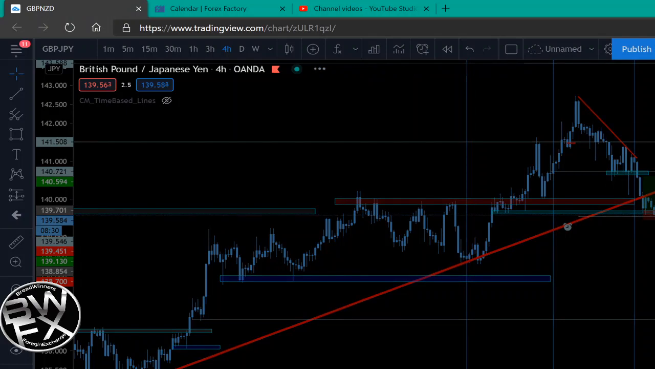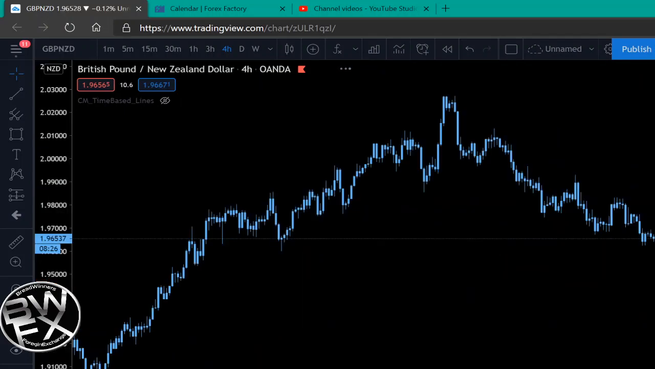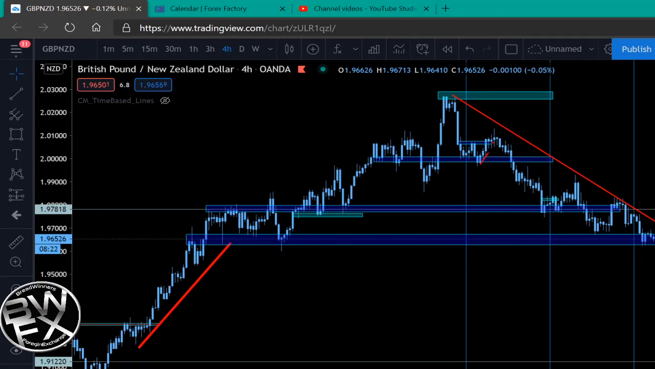GN as well. I think I called that out. I did call this out in the Telegram channel. I said if it breaks this blue area, then comes back up and tests this line, I'll be looking for sells. But the more conservative thing is to wait for it to break this area, come back for a retest, rejection right here, and then sells all the way back down.